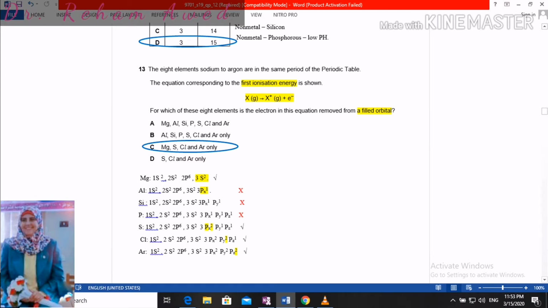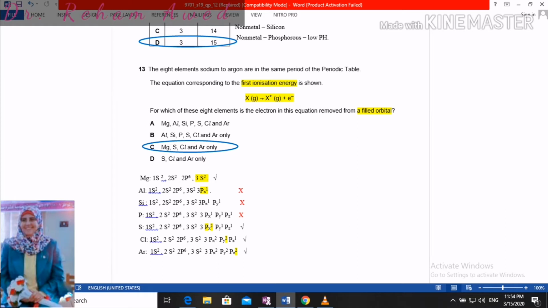Chlorine: 1s2 2s2 2p6, 3s2, 3px2, 3py2, 3pz1. So removing electrons will be from py2. It is a completely filled orbital. At last, argon, Ar, of course it is saturated: 1s2 2s2 2p6, 3s2, 3px2, 3py2, 3pz2. So removing electrons will be from completely filled orbitals.